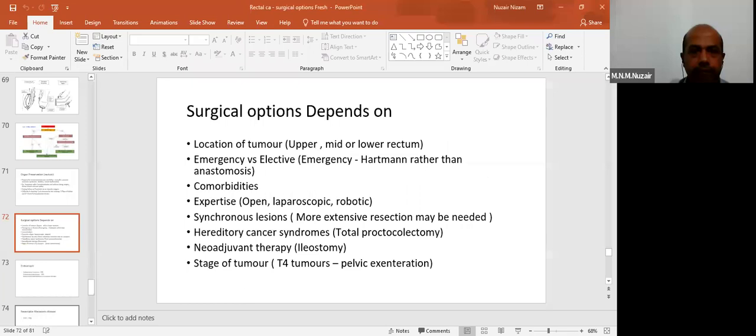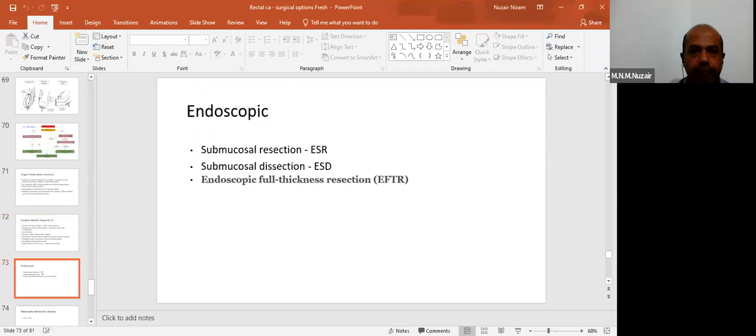So then there are endoscopic methods to treat early rectal cancers, like submucosal dissection, where the tumors are dissected along the submucosal plane, or there's something called endoscopic full thickness resection, where the full thickness of the rectal wall can be dissected with a new gadget, which is used through the endoscopes.